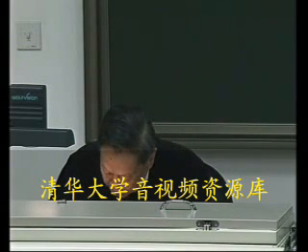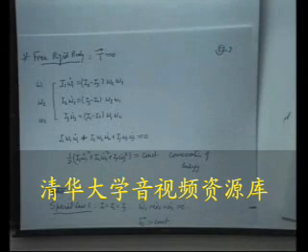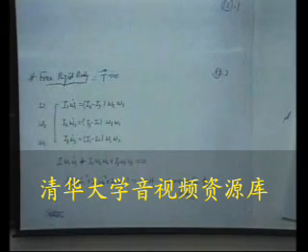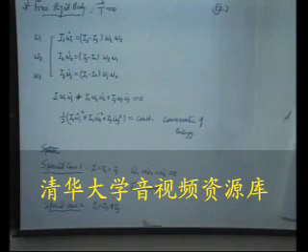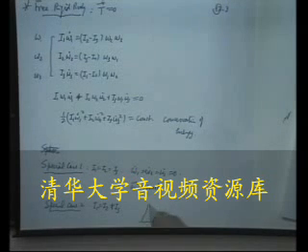Special case 2. I1 is equal to I2 is not equal to I3. Yes, last time we discussed that I1, I2, I3 form a triangle. Now if I1 is equal to I2, not equal to I3, for example, it could be this way, this is I3, or it could be this way.